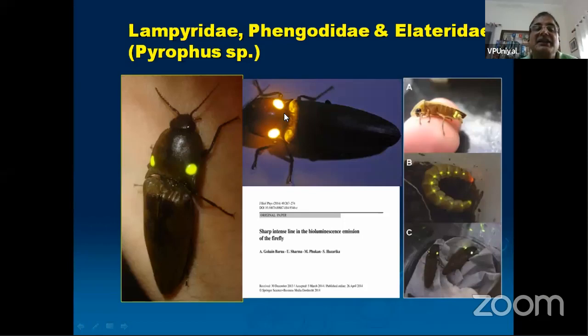Click beetles make a click, click, click sound. On the ventral side they have a spine and a projection, and when the beetles move, the spine fits into the projection and they make a click, click, click sound. They jump 2-3 feet high from the ground. That's why this beetle is called a click beetle. And people collect this click beetle, put it in a light lens, and the beetle moves up and down. The light goes up and down. People are enjoying the dinner.